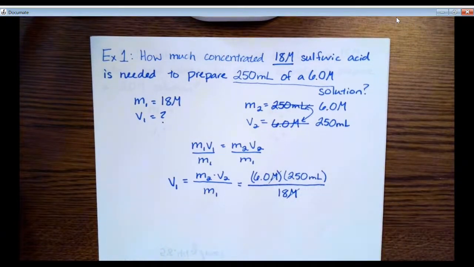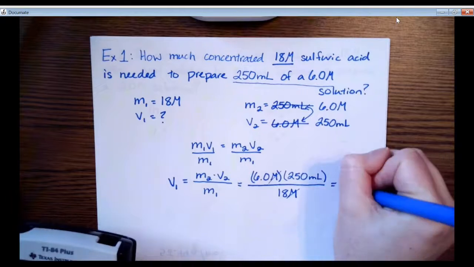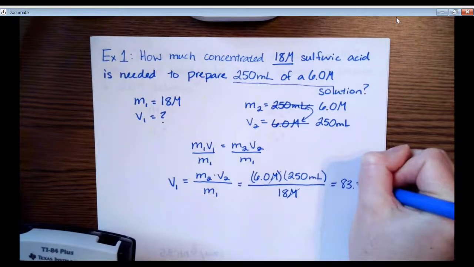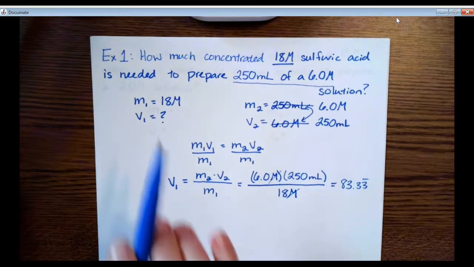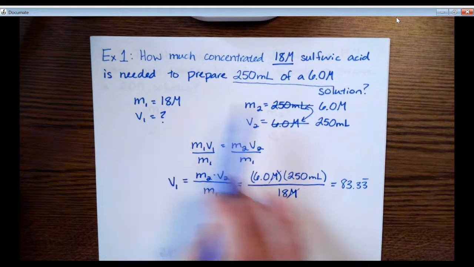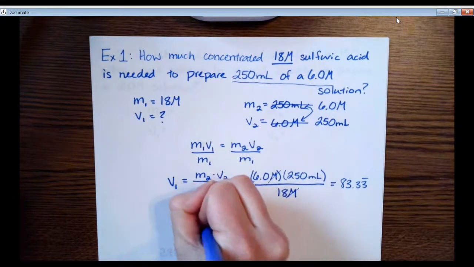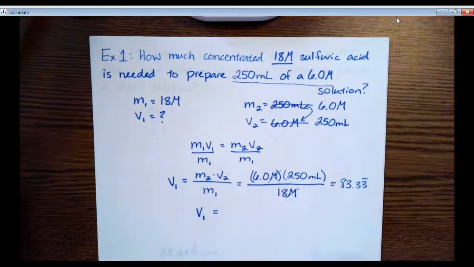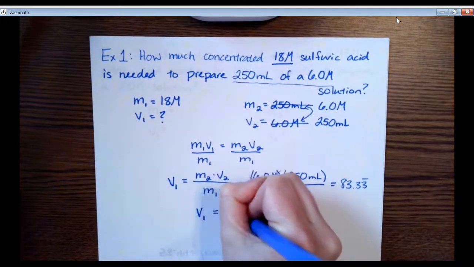So if I plug this into my calculator, 6 times 250 divided by 18, I get an answer of 83.33 repeating. Okay, so again, I still need to think about sig figs. I have 2 sig figs here, 2 here and 2 here. So that makes my life really easy. I just need to round to 2 sig figs. So 83.3 repeating is going to just be 83 milliliters.